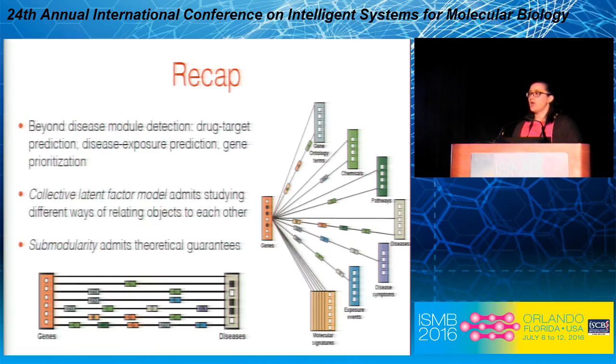So to conclude, what I described is a method for module detection that can be used beyond detecting disease modules or predicting gene disease associations, for modeling various types of objects that we have in the systems, and to connect objects that are not directly related through different ways. There are two key ingredients to the method. The first one is collective latent factor model, and this is important because it allows us to derive these different ways of relating objects of different types. And the second important concept is submodularity, which admits some theoretical guarantees about the quality of the modules that we find.